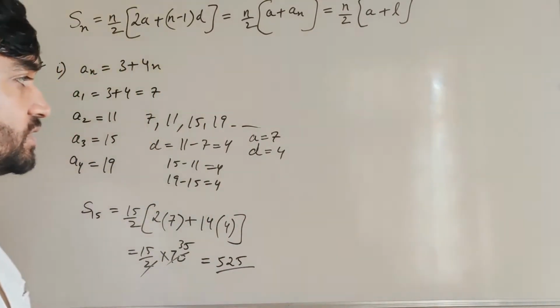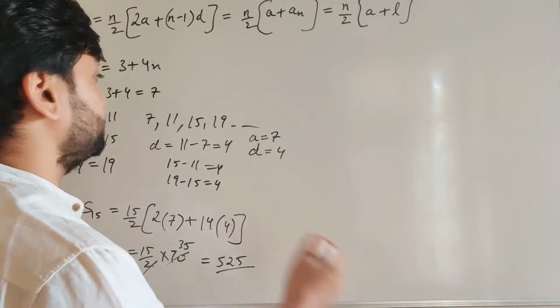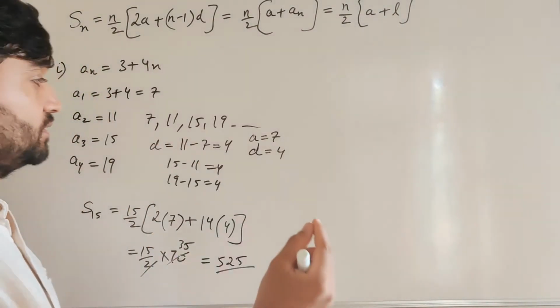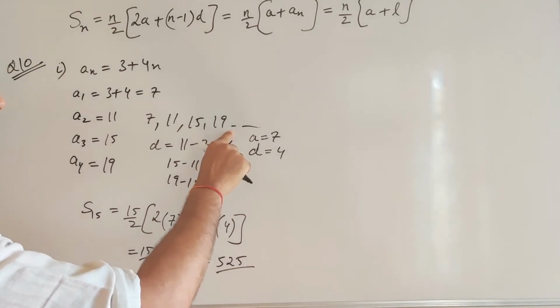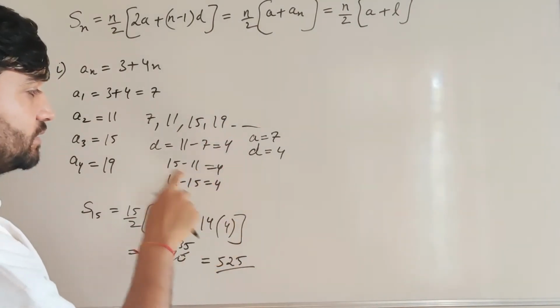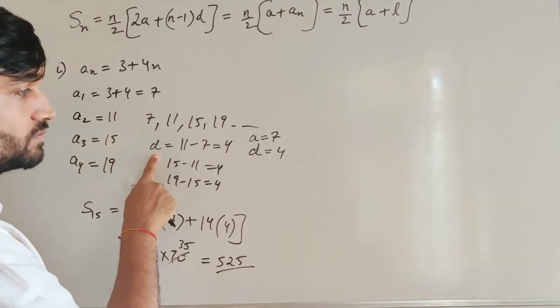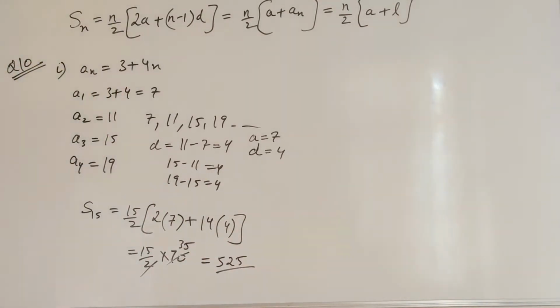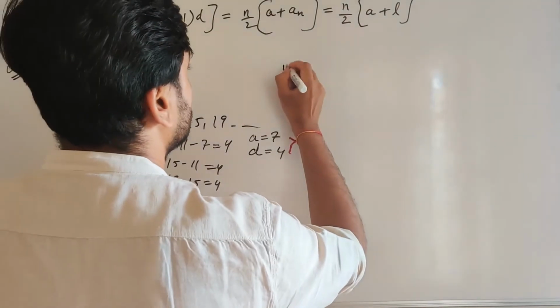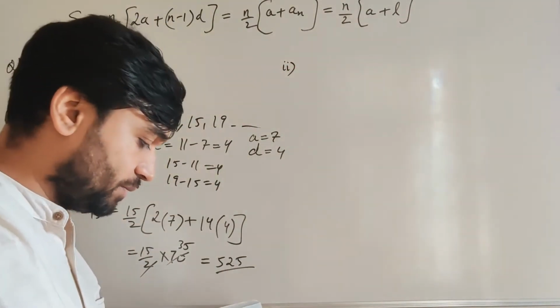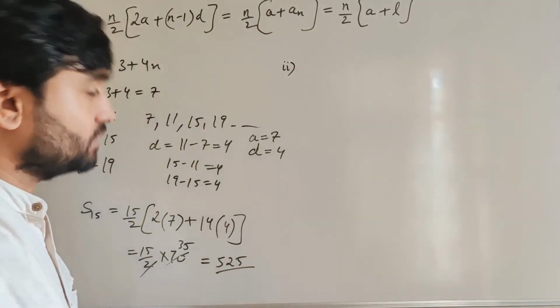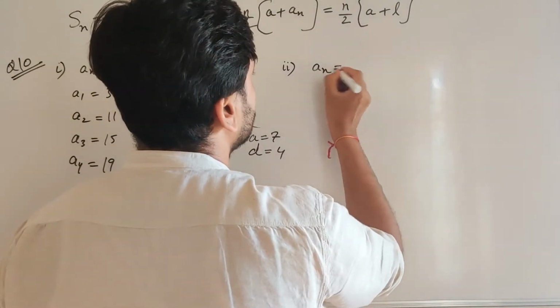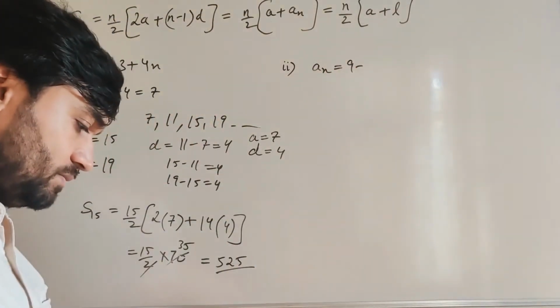Okay, so there are two parts here. First, we have to prove that the sequence is an AP. So first we find the sequence, prove it's an AP by finding the common difference value, and after that find the sum of the 15 terms. Okay, the second part, just like the first part. The AN value is given as 9 minus 5n.